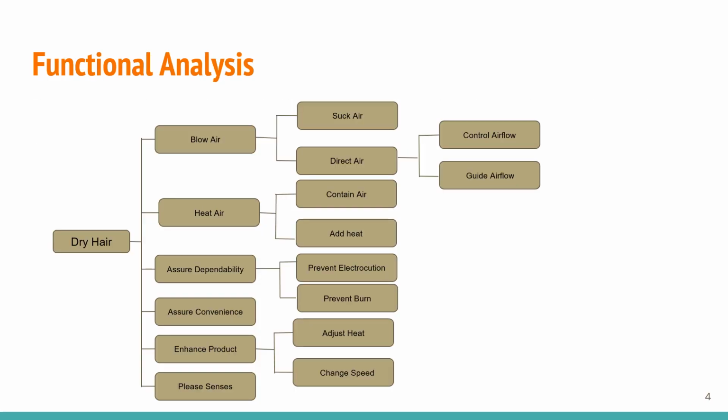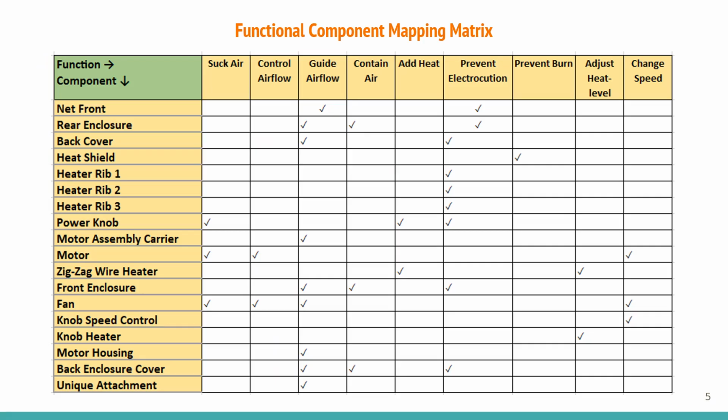Here is our FAST diagram. The main function is to dry hair, and we broke down the function tree as you can see to the right. Here is our functional component mapping matrix. The columns are taken from the FAST diagram, and the rows are the list of parts in the hairdryer. You'll see the screws have been removed and will be optimized out.